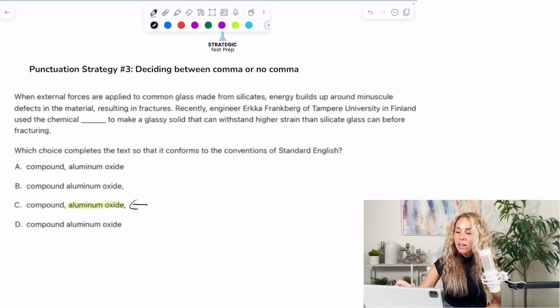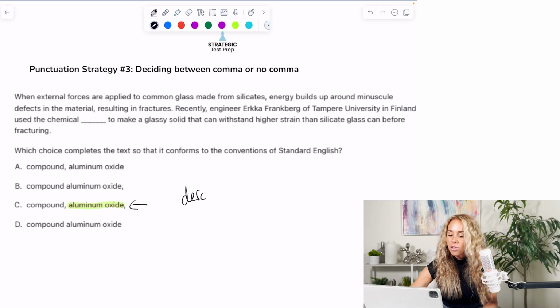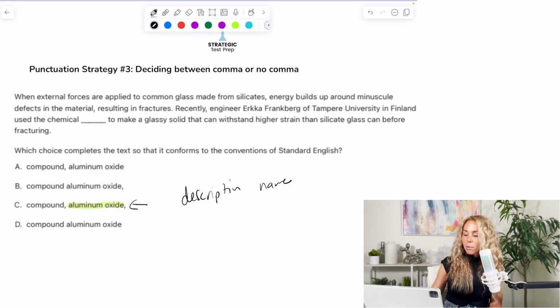Now, another thing to keep in mind is if you have a description before the name, typically you don't need commas anyways. I could read right through it. So because I want to keep aluminum oxide in there, because I can read right through that without pausing, I don't need commas. I'm going to go with D.